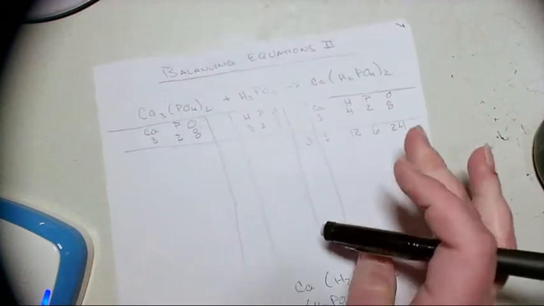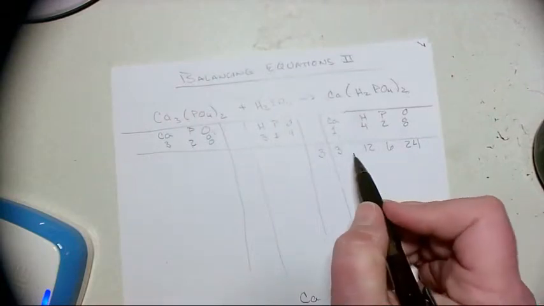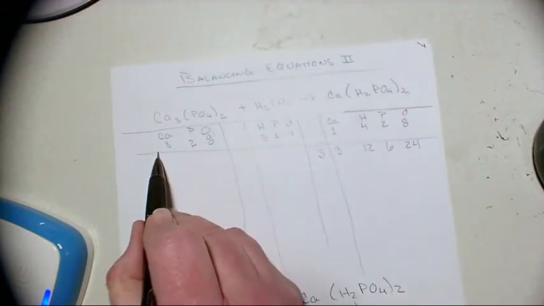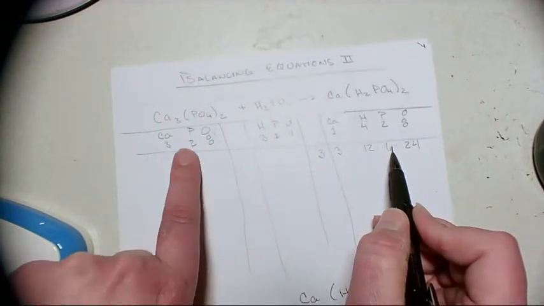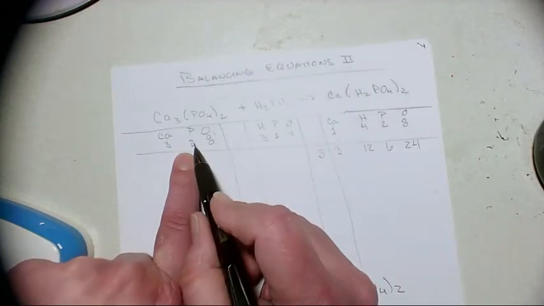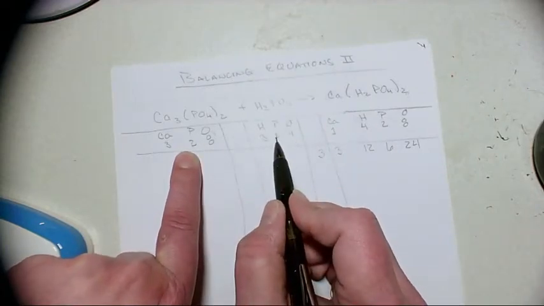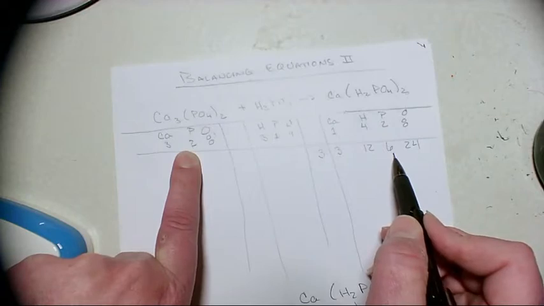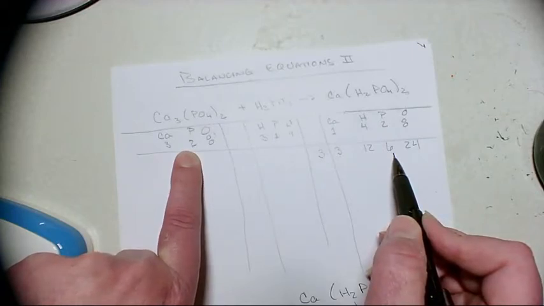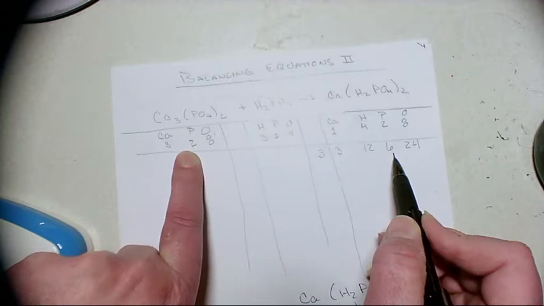So let's go back. Now, I have 3 calcium, we're good. How am I doing on my phosphorus? Uh-oh. I have 2, 3 here, but 6 here. Bummer. What's going to be the easier one? So let's keep going and see if anything pops out that is easy to deal with.